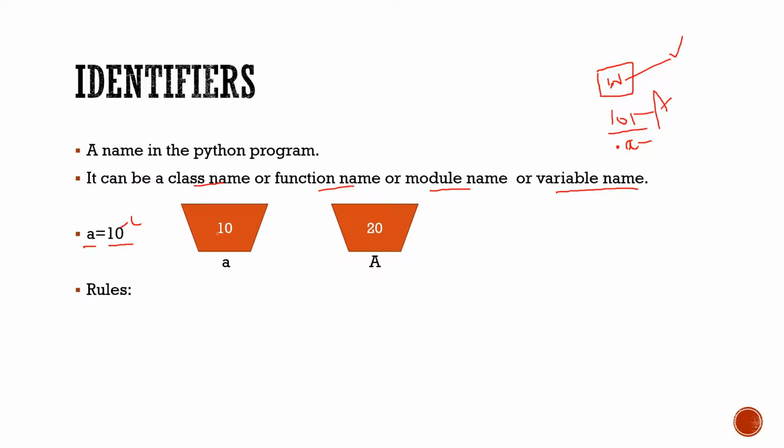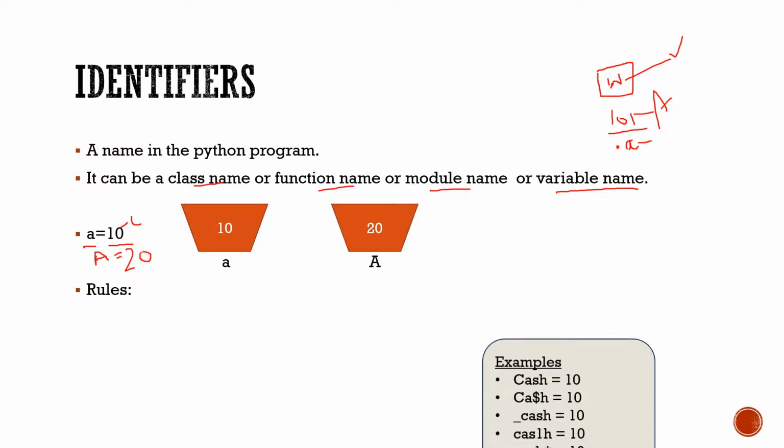We have some rules to specify the identifier. What do you think? Is it correct if I write A is equal to 10 and then I write capital A is equal to 20? Is it correct, or will it give you an error? Let's see further. We have more examples over here.